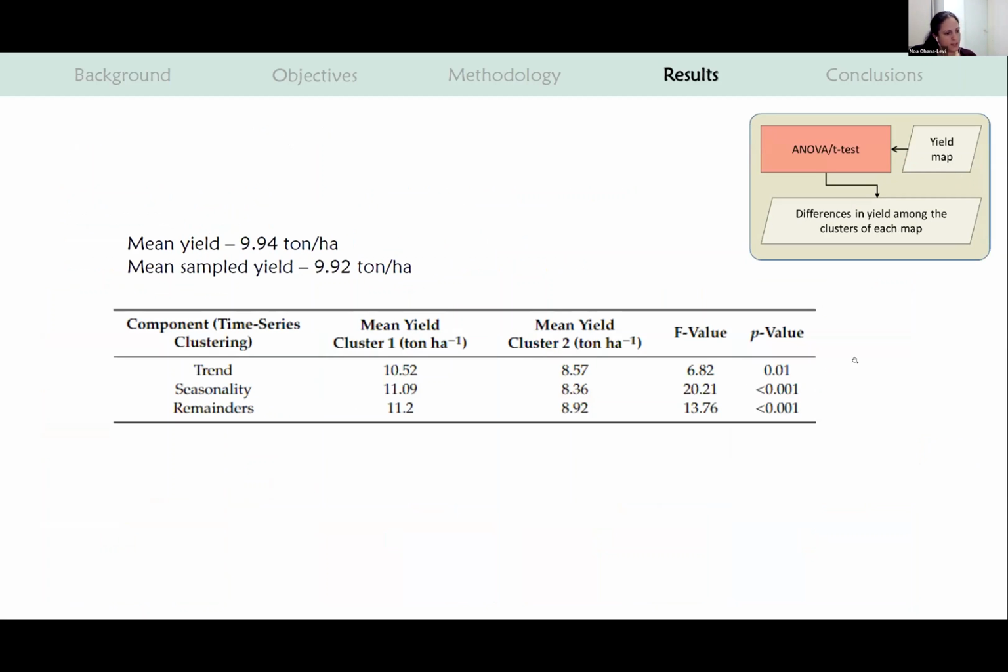And what we see here is that for the 3 different management zone maps, the yield in cluster 1 was significantly different from the yield in cluster 2, meaning that it gives an indication of how well differential management could be carried out in this vineyard.